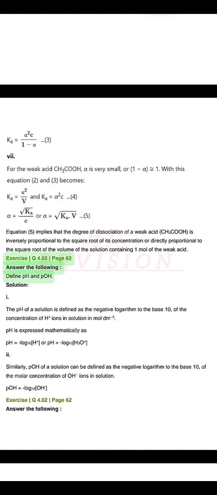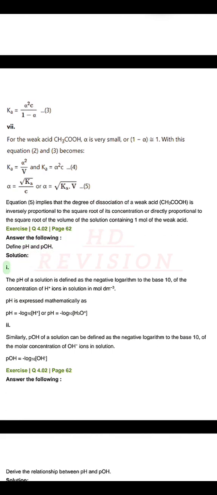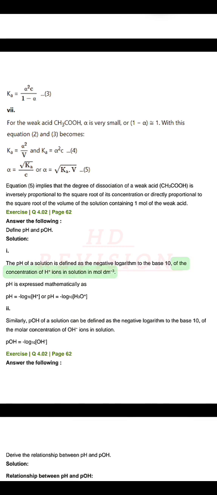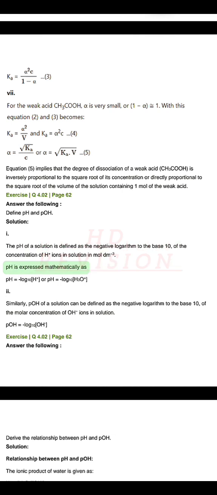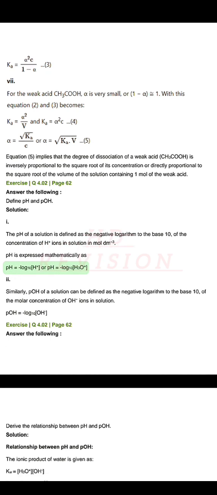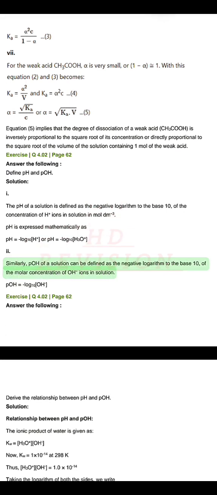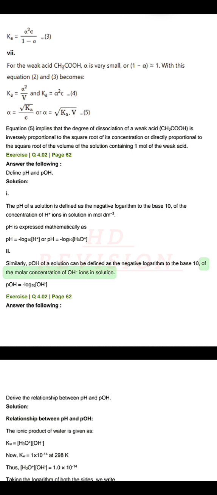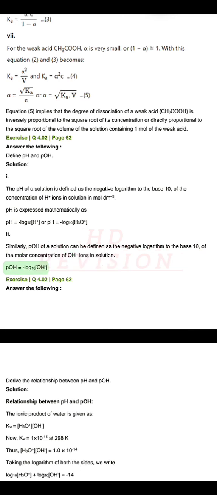Exercise Q 4.02, page 62. Answer the following. Define pH and pOH. Solution. The pH of a solution is defined as the negative logarithm to the base 10 of the concentration of H+ ions in solution in mol dm^-3. pH is expressed mathematically as pH = -log10[H+] or pH = -log10[H3O+]. Similarly, pOH of a solution can be defined as the negative logarithm to the base 10 of the molar concentration of OH- ions in solution. pOH = -log10[OH-].